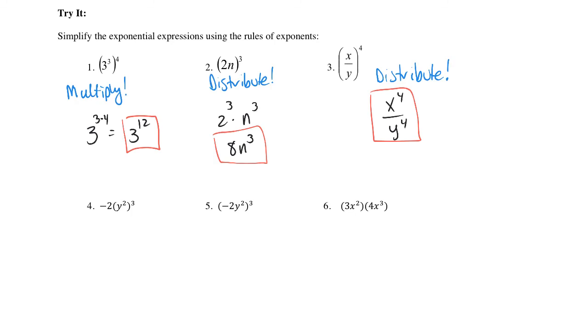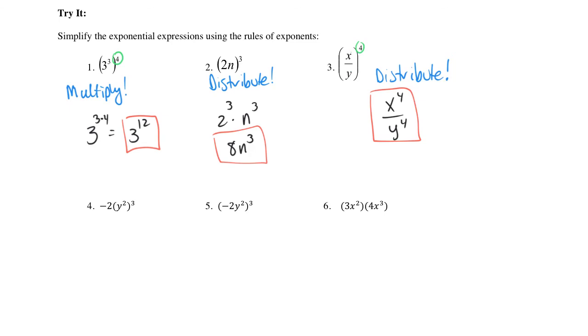All right, on this first one, we're going to multiply because that 4 is taken to a power. So we use the power rule, we multiply there. And then this next one, we are going to distribute that third power to both the 2 and the n. So we'd end up with 8n cubed. And then on this next one, we're going to distribute that 4 to both the x and the y as well. So we'd get x to the 4th over y to the 4th.